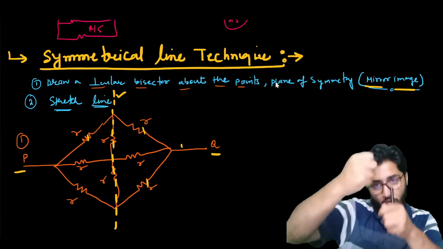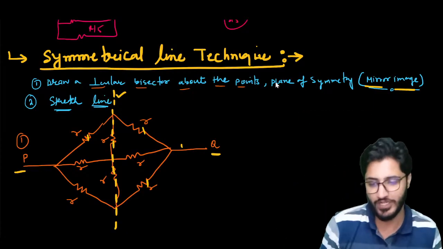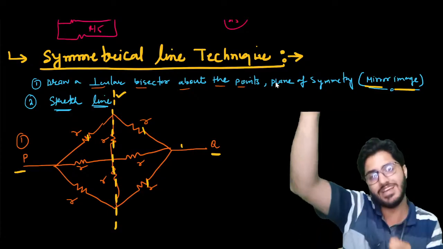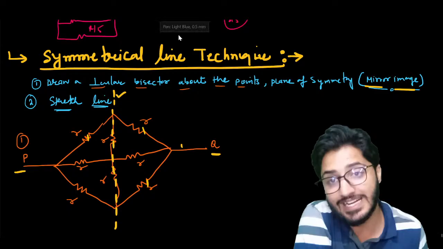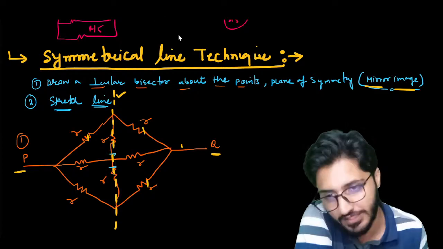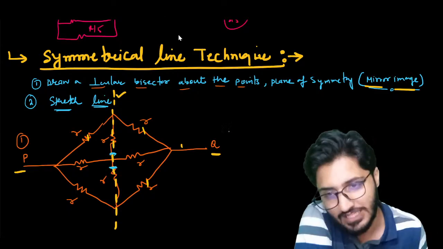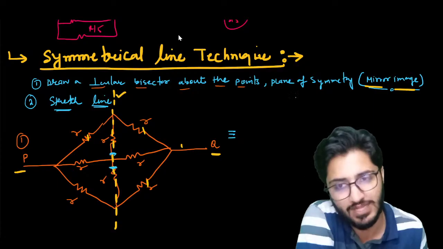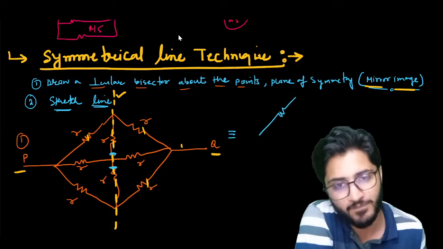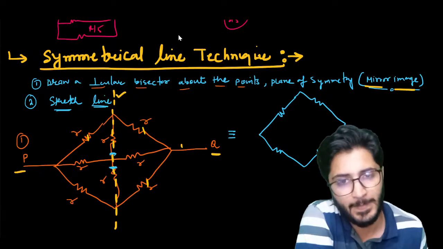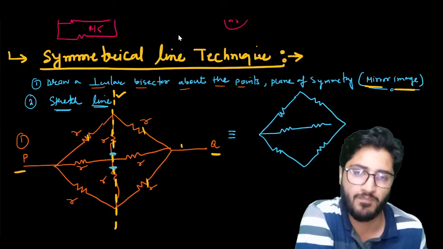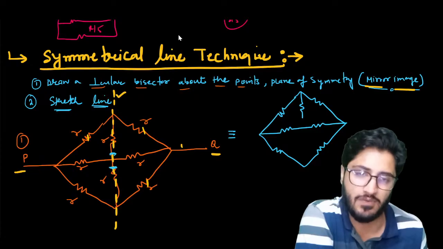The second one is we need to stretch it. Whenever we stretch the line, it will get cut from this point, no? It will get cut. So I will make this diagram like this. It will get cut now.